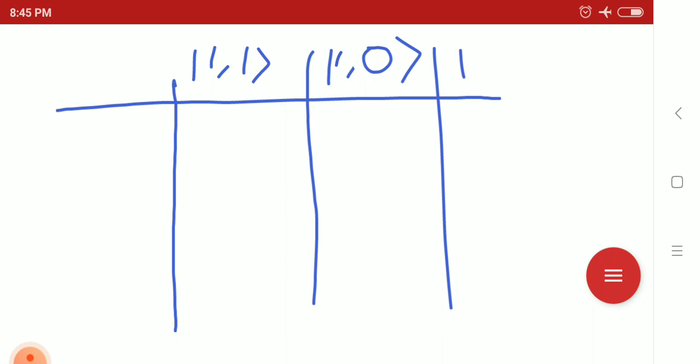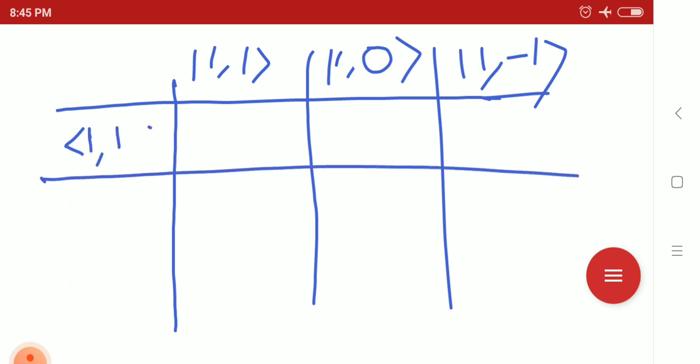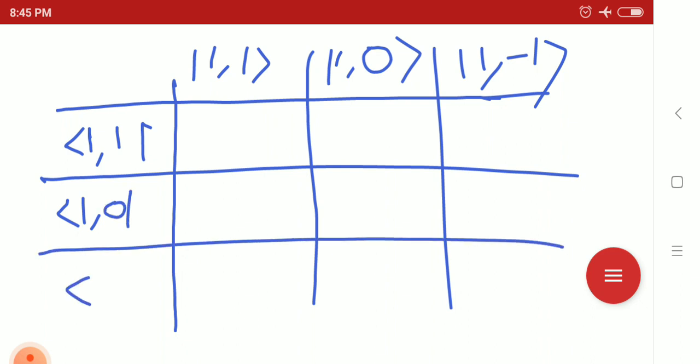Secondly, L value 1, azimuthal quantum number minus 1. Similarly, here we will write bra 1 ket 1, bra 1 ket 0, bra 1 ket minus 1. Okay. So whenever LZ is operating on this state, here this one is L.